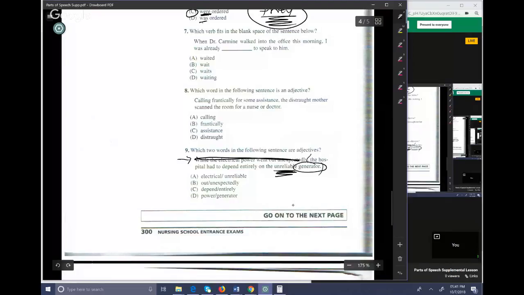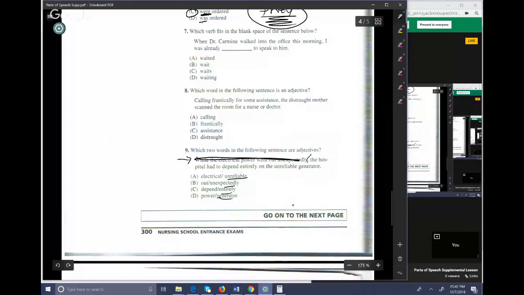The generator is definitely a noun. It's a person, place, or thing. What I did there was I habitually got rid of that introductory sentence, went through the rest of the sentence. I did find an adverb, and then I found an adjective. The adverb is entirely, because depend is a verb, and then to depend entirely describes how you depend. So that was an adverb, but they only wanted adjectives. Then I found that they described the generator as unreliable. That's definitely an adjective. That would be the second adjective. That narrows your choices down tremendously.